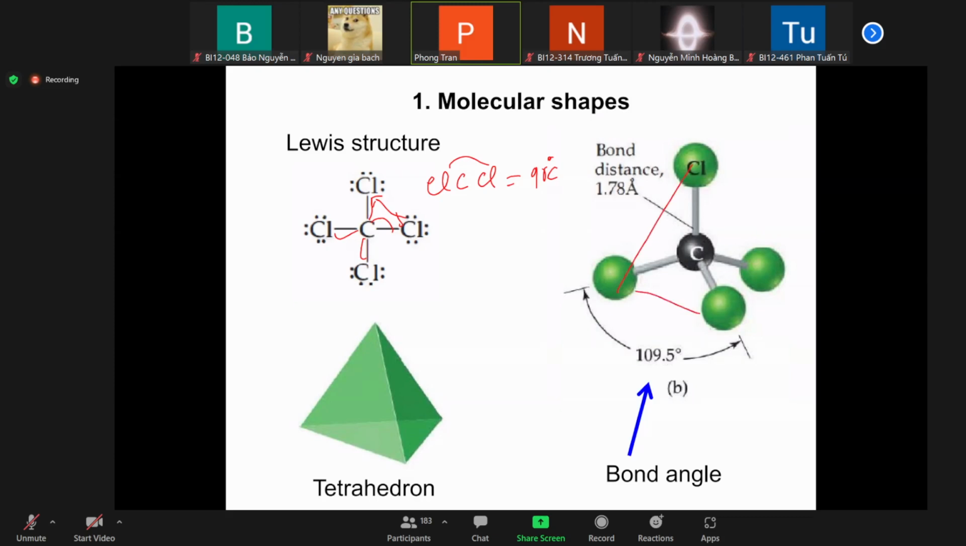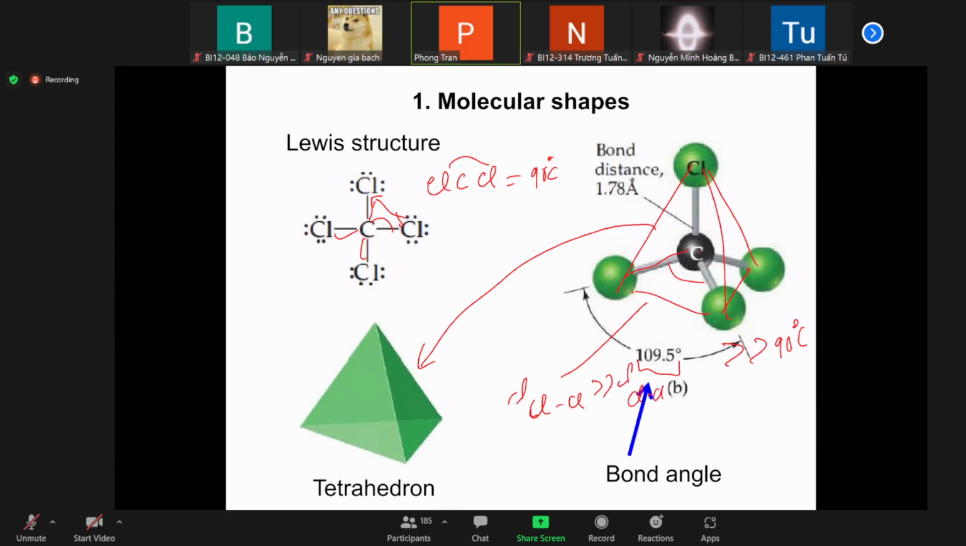And when you link the 4 chlorides, you will have this tetrahedron. You have a tetrahedral structure. And the angle between chlorine, carbon and chlorine is not 90 degrees, but 109.5 degrees. It's much higher than 90 degrees. That means the distance between the chlorides is higher than in the case of the Lewis structure.